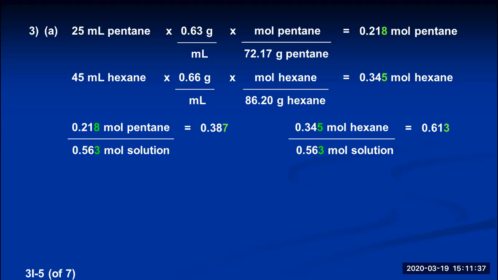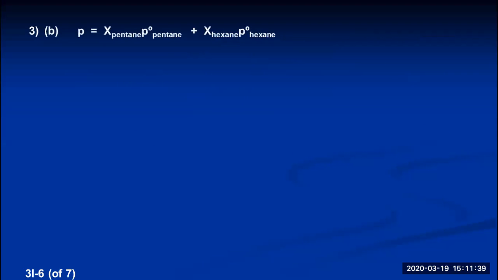We're going to apply Raoult's law to both of those. So first for the pentane, we're going to multiply pentane's mole fraction by its pure vapor pressure. And then for hexane, we're going to multiply its mole fraction by its pure vapor pressure. Hexane is volatile, so that's why that vapor pressure has to be added to the pentane.